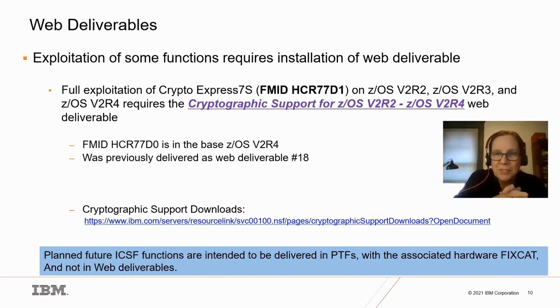But in order to get positioned for this, you really need to be on the last web deliverable for crypto, because that is the basis for where the future hardware enhancements will come. So if you're not yet on HCR77D1, go get that web deliverable and install it on your system, and then you'll be well positioned for future PTF enhancements. But also remember that when you get to z/OS 2.5, you won't need to install that web deliverable anymore because you will have a new FMID in 2.5, which is HCR77D2.